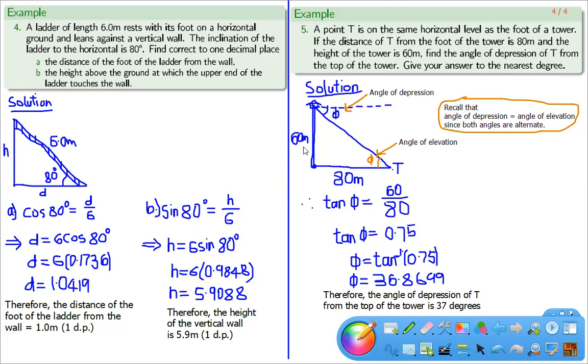Now, since the height of the tower is the opposite, because it faces the given angle, phi, while the other side is the adjacent. Opposite, adjacent. Which trig ratio will be suitable to solve this problem? Correct, tan. So we apply, we say tan phi equals opposite over adjacent, 60 over 80. This tan phi is 0.75. So phi is equal to the tan inverse of 0.75, and that will be equal to 36.8699. Therefore, the angle of depression of T from the top of the tower is 37 degrees to the nearest degree.